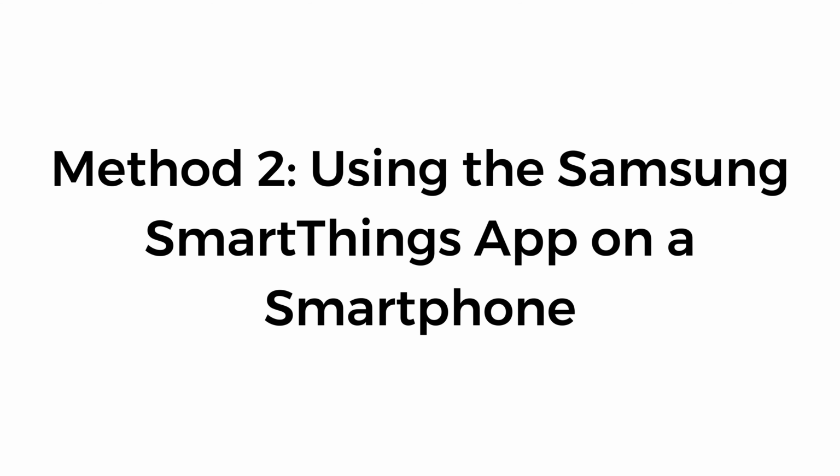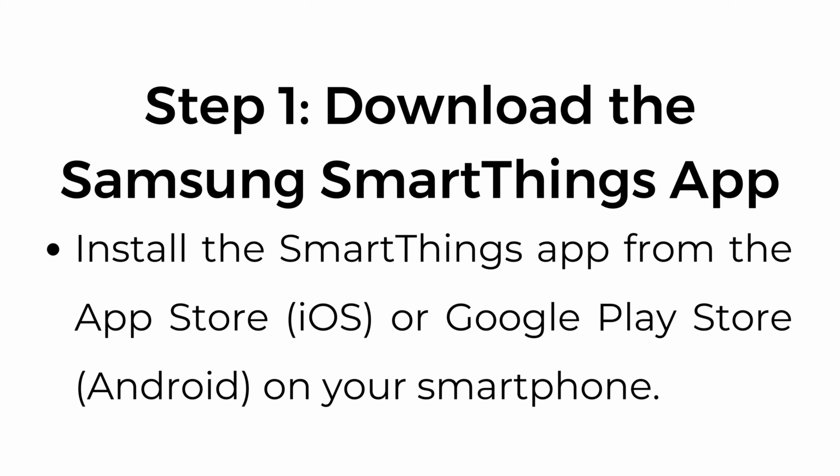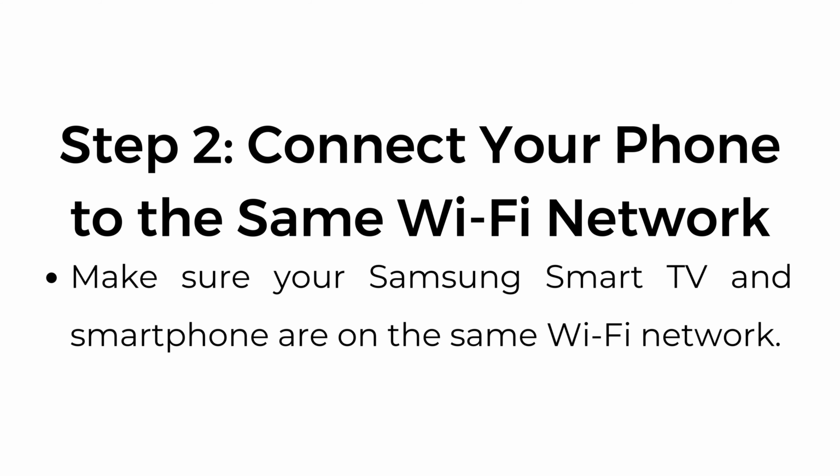Method number 2, using the Samsung SmartThings app on a smartphone. Step number 1, download the Samsung SmartThings app. Install the SmartThings app from the App Store on iOS or Google Play Store for Android on your smartphone. Step number 2, connect your phone to the same Wi-Fi network. Make sure your Samsung Smart TV and smartphone are on the same Wi-Fi network.